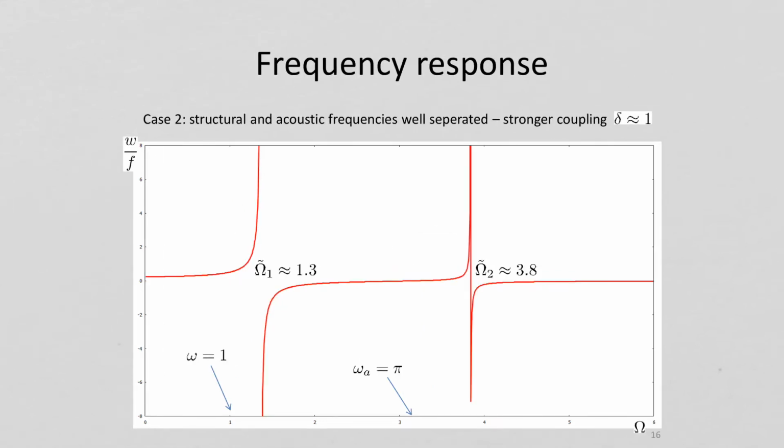Now here we still have the acoustic and the structural frequencies for the separate cases well separated. We still have omega equal to 1 and the acoustic natural frequency equal to pi. But now we have a strong coupling, right? So our delta is much larger than before. And now we can see that it actually modifies things. Our combined system behaves in a different way than if we had just had the two systems separately. Our first natural frequency of the combined system is 1.3, and the second one 3.8. So quite different from the uncoupled systems.